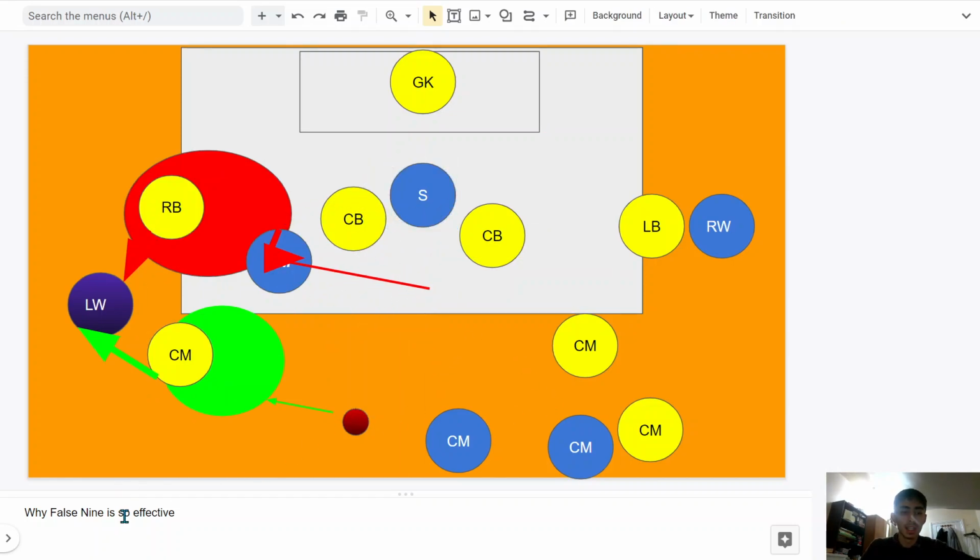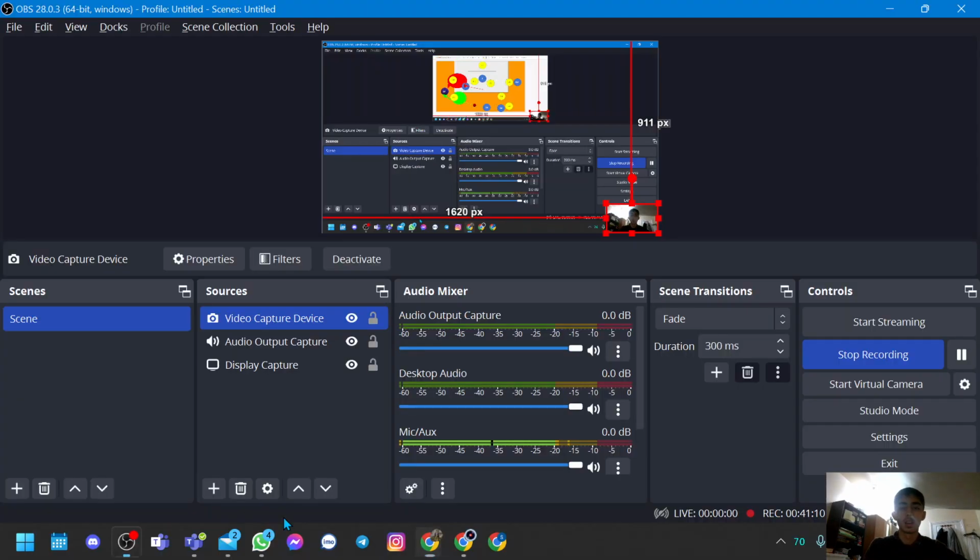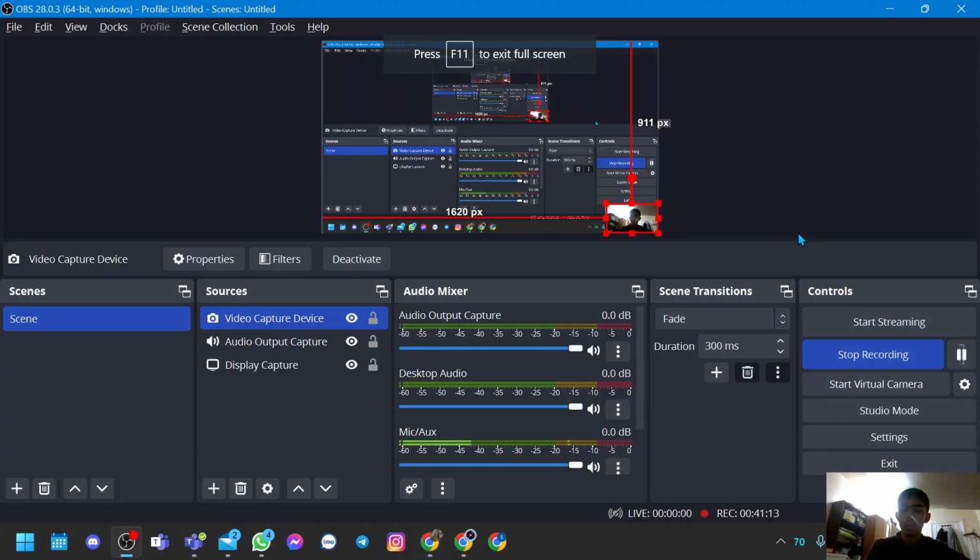That's why the false nine is perhaps more effective, arguably, than your traditional number tens, your traditional players that play in level with the lines. Of course, both the false nine and your traditional player can lead to the same thing, but the false nine kind of arguably tunes it up a bit more.